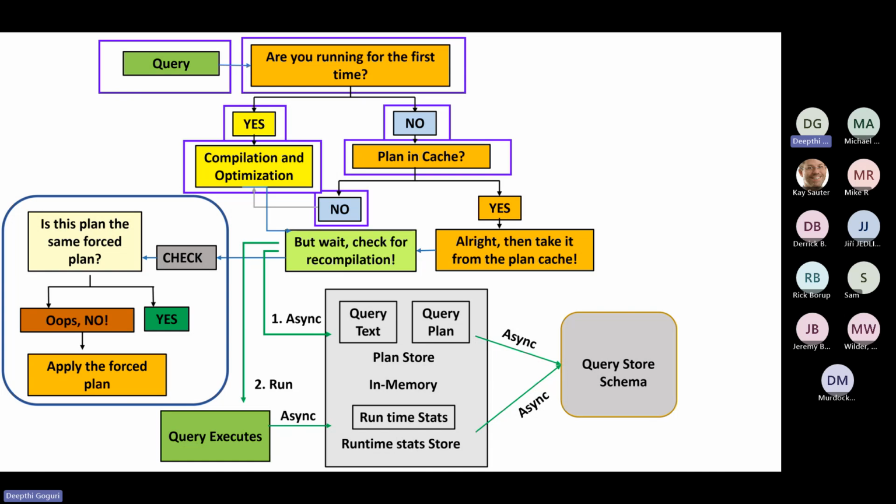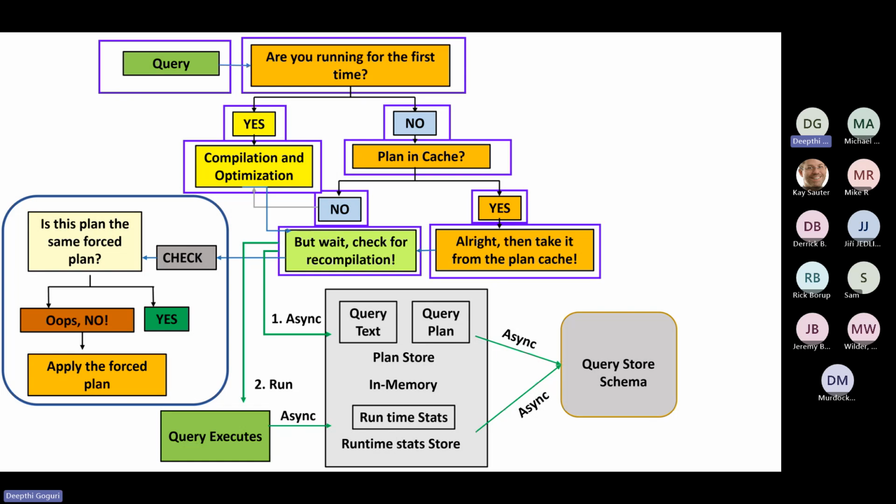So if the plan is not there, then it will go through the compilation and optimization phase again to build a new plan. But if there is a plan already in place, then it will go ahead and take the plan from the plan cache. But if you have a query and you enable the query store on the database, let's say, one of the advantages of using the query store is that you can force a plan. Like if you think a plan is working properly, you can actually force that plan so that the next executions will use that forced plan.